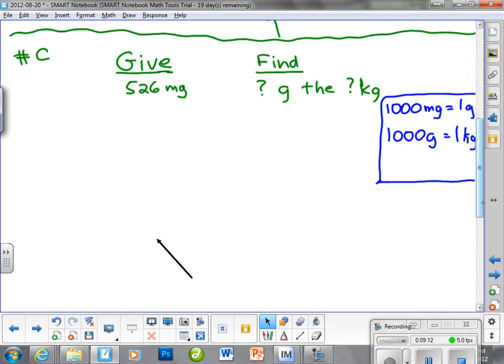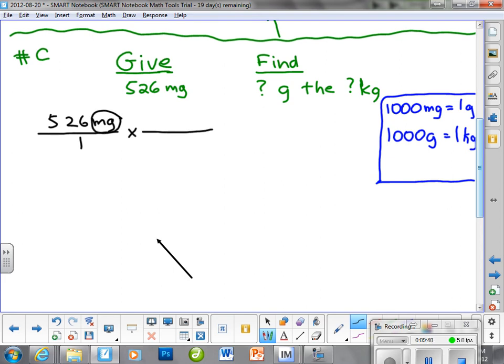Now there's going to be two things that we're going to do here. So let's start at the beginning. And how about we do this in black? So we have given over 1. So what am I going to start with? 526 milligrams over 1. And I'm going to circle this. And what do I put on the bottom of that fraction? Milligrams.